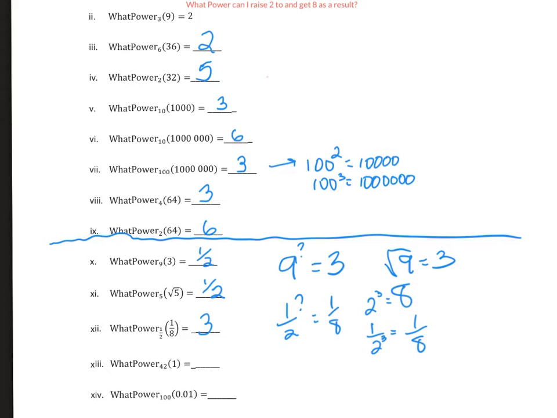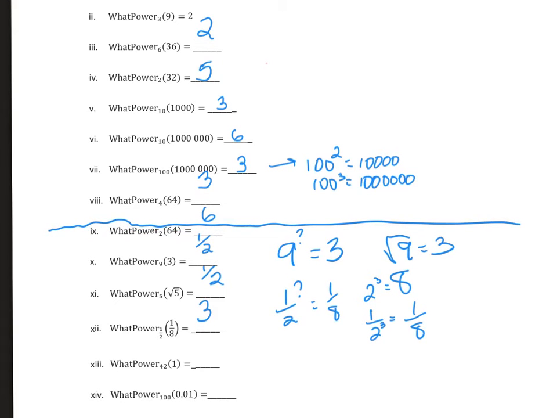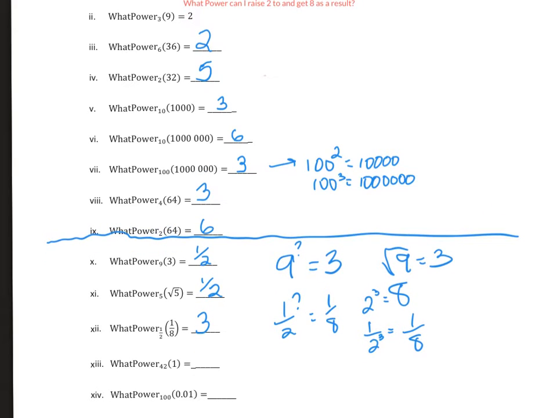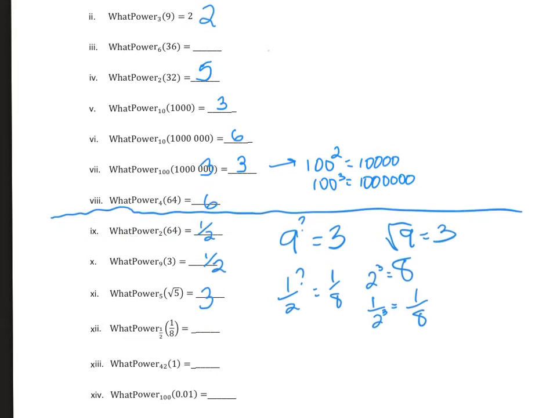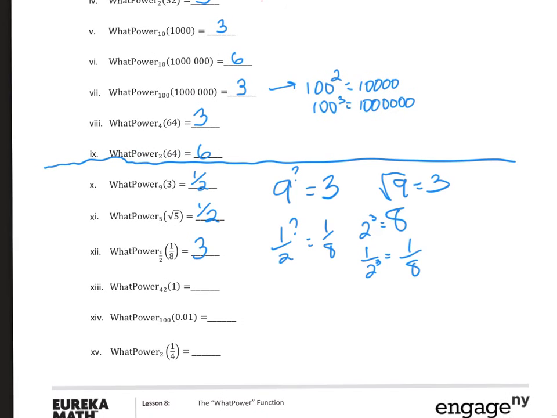What power do I raise 42 to get 1? Well, we know that anything except for 0 raised to the 0 power is going to give me 1. So that's our justification for answering Roman numeral 8 as 0. And then what power do I have to raise 10 to get 0.01?